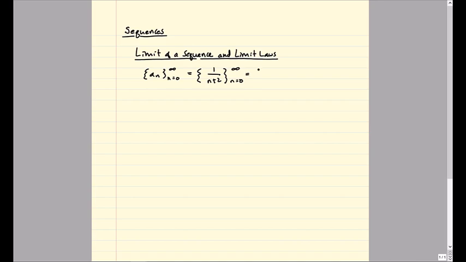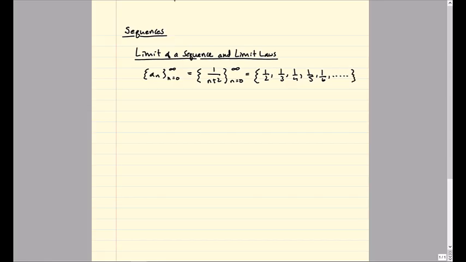So what this looks like when I write it out: n equals 0 would be 0 plus 2, which is 2 in the denominator, so 1/2. N equals 1, 1 plus 2 is 3 in the denominator, and I think you see the pattern here. So 1/5, 1/6, 1/7, etc. So this, in the curly braces, is my sequence.